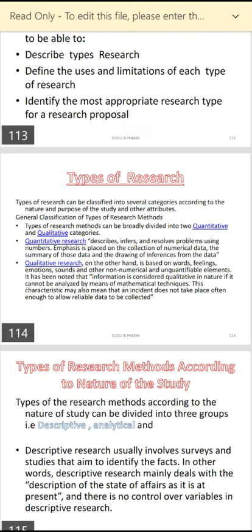But in general, the general classification of types of research methods, we say, can be broadly divided into two, quantitative and qualitative categories. Quantitative research: when someone says quantitative research, what should come into your mind is someone tries to describe or to infer and resolve a problem using numbers. Emphasis is placed on the collection of numerical data, the summary of those data, and the drawing of inference from the data.